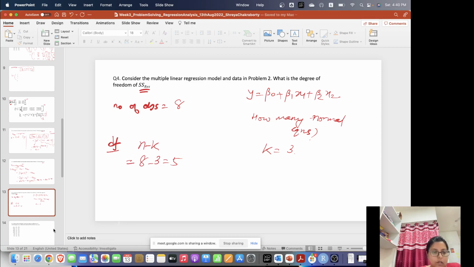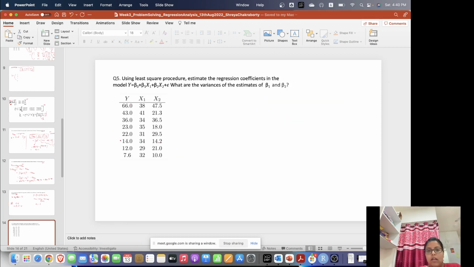Okay. Now, the next question asks: what are the variances of the estimates of beta 1 and beta 2? That is, they are asking for variance of beta 1 hat and variance of beta 2 hat.